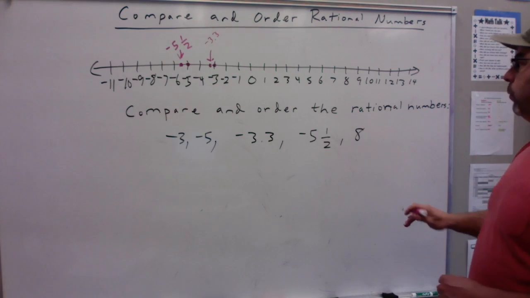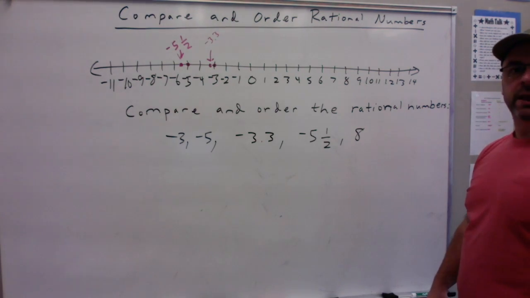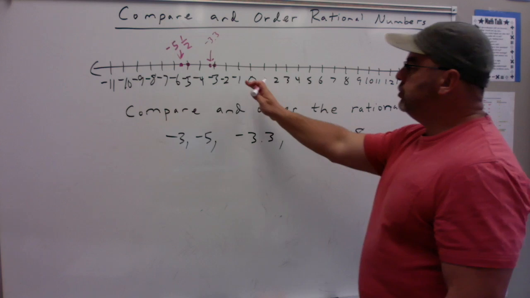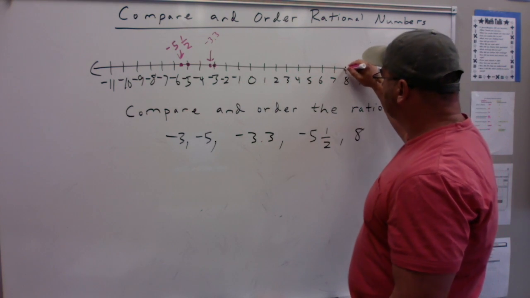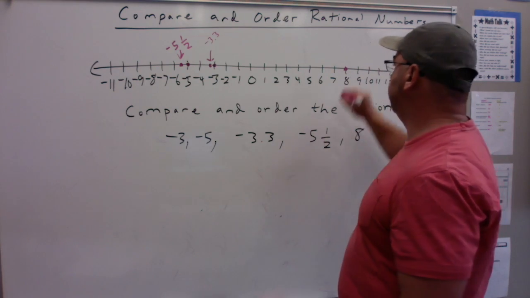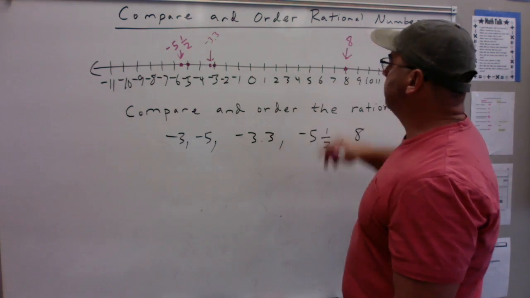And then finally, what about 8? Just the number 8. Where would that go? Well, 0 is here. +8 would be over here. Okay, so this is going to be 8. All right. So let's order these from least to greatest.